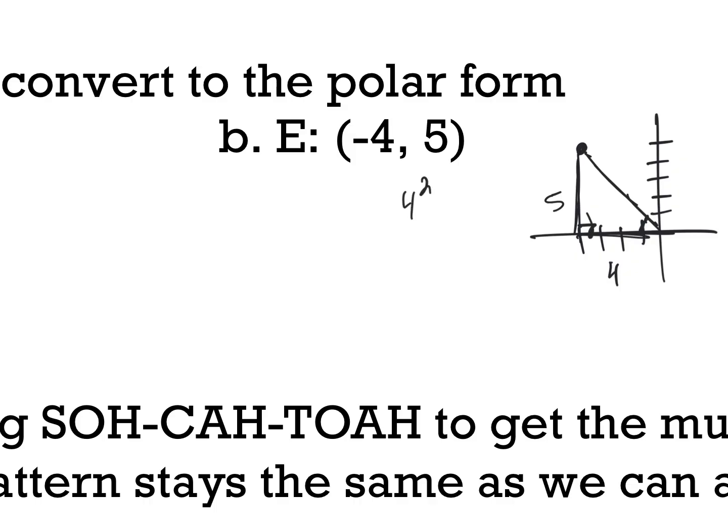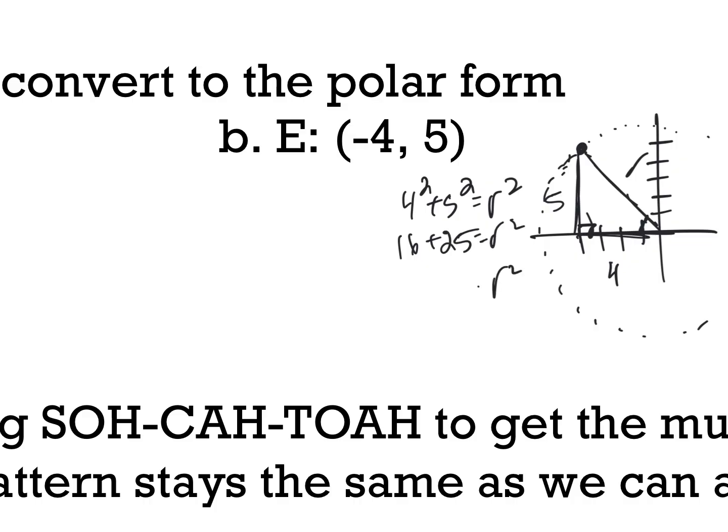So we go 4 squared plus 5 squared equals r squared, because that's really the radius of my overall circle in the polar format. So we get 16 plus 25 equals r squared equals 41. So the radius of this circle is square root of 41. Now, is that going to be a circle that we actually draw? No, but that's what the length of the radius would be.